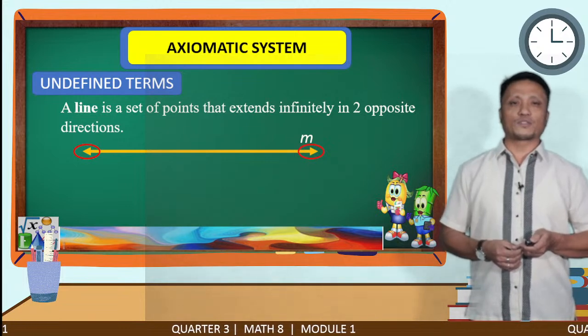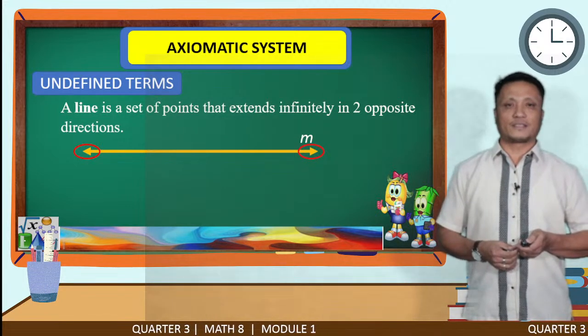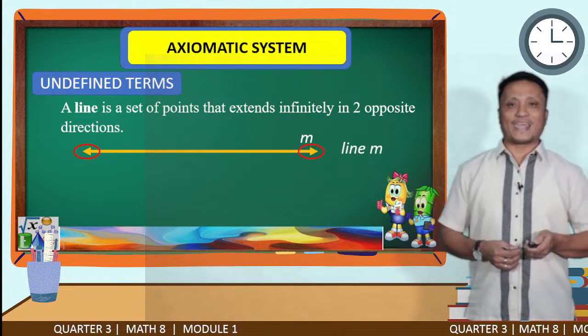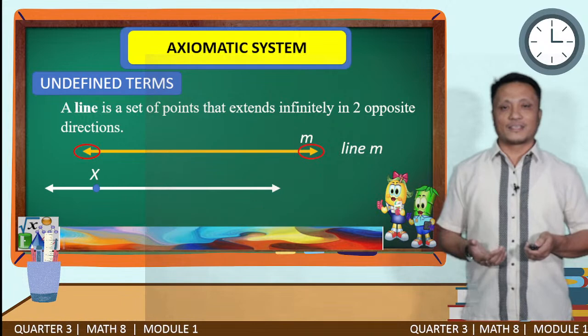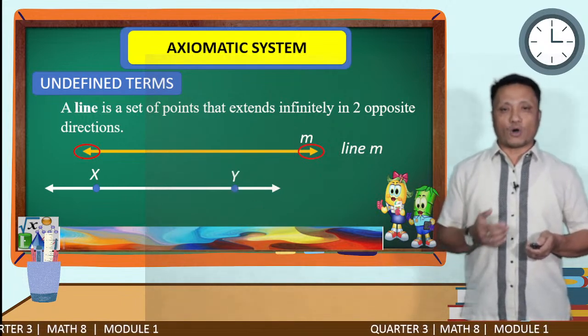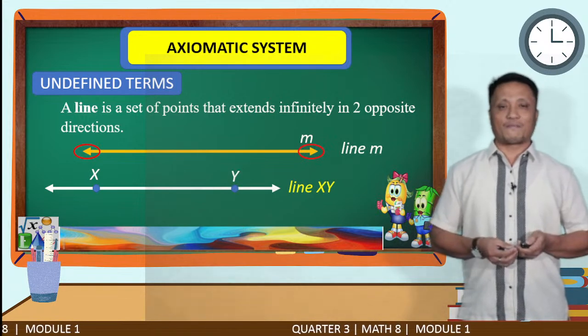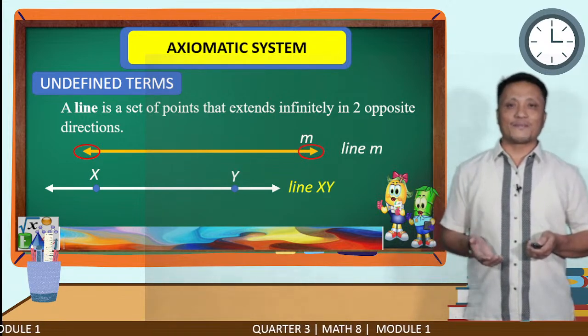There are two ways to name a line. First, using a small letter. In our example, this is called line M. Next is through the use of two points on the line, which in our case is line XY. Are you still with me?